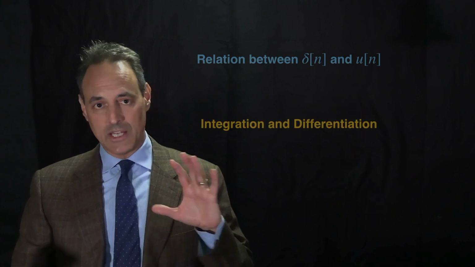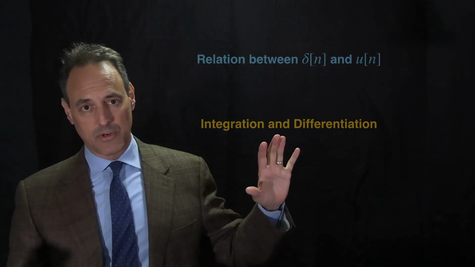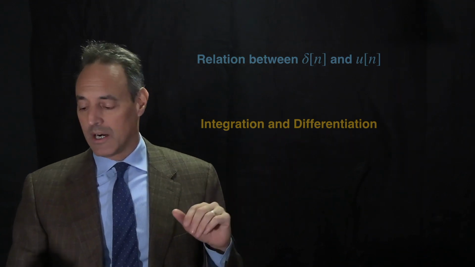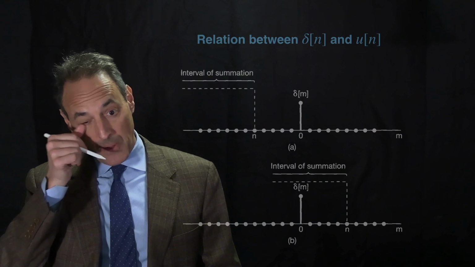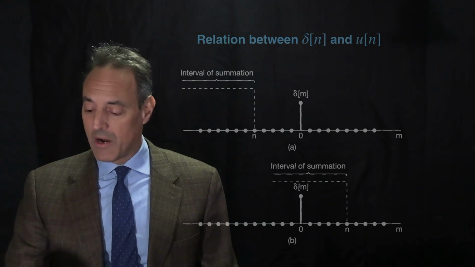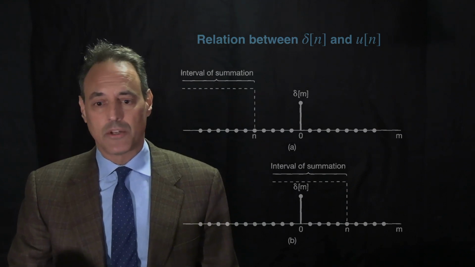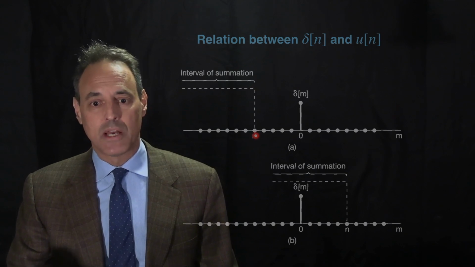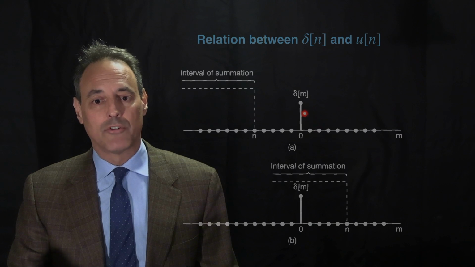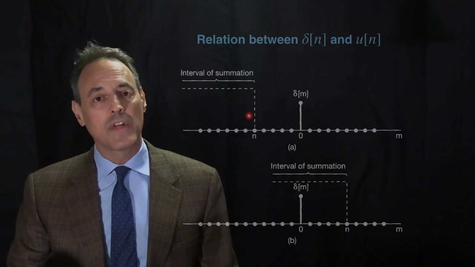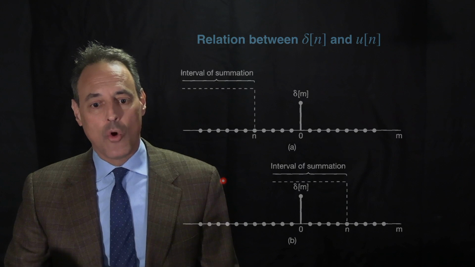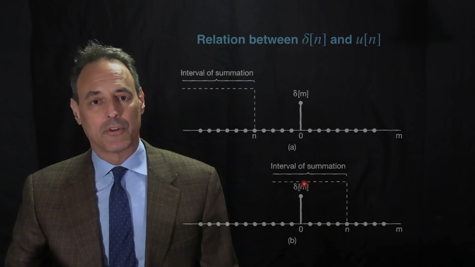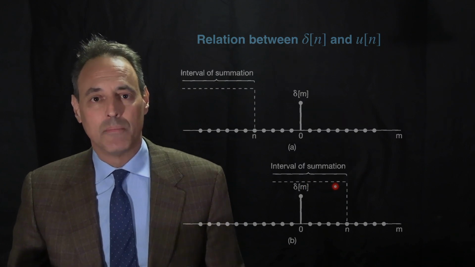Okay, so what is this relationship that we have? It is related to this idea of integration and differentiation, okay? And let's be more specific about this. So when we think about a summation for this delta function, as we move across this interval, if we sum up to some n, and if we have not hit the delta function yet, then the summation is 0. Once we move past the delta function, then the sum is 1.